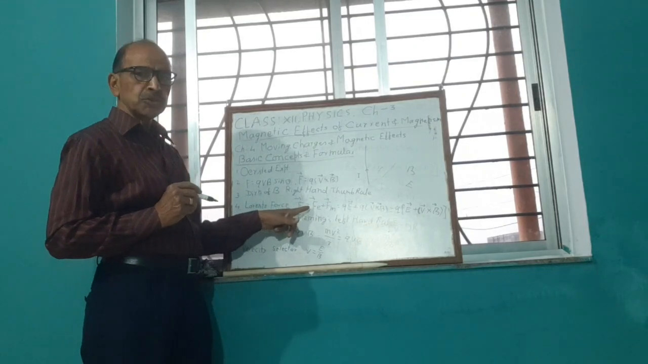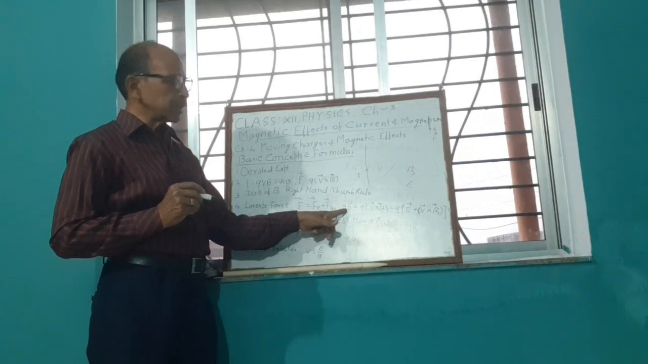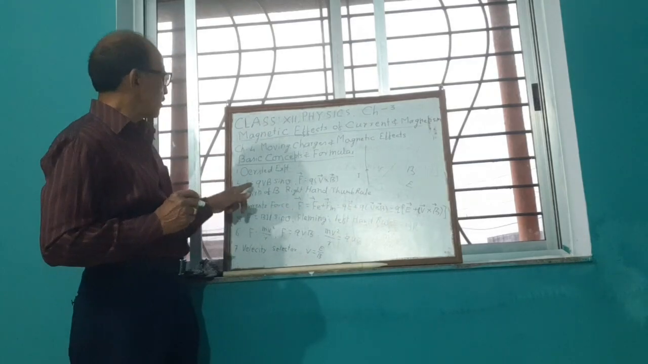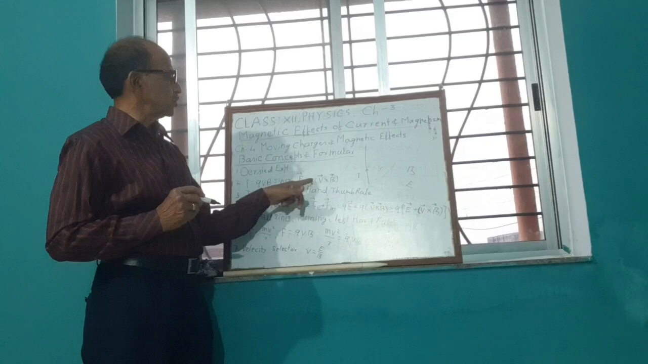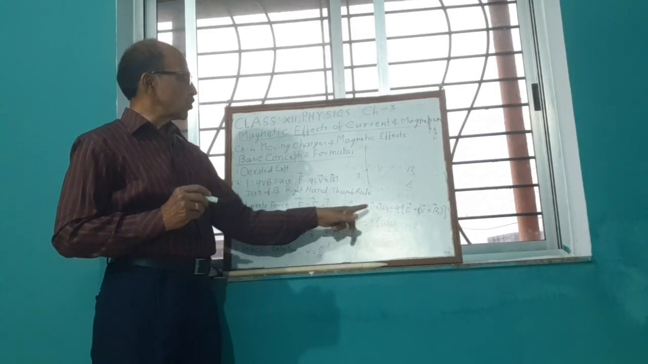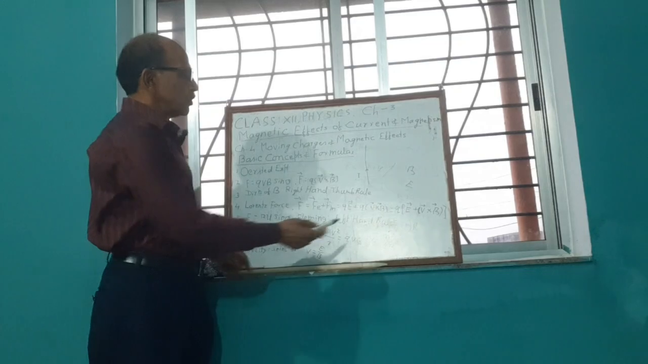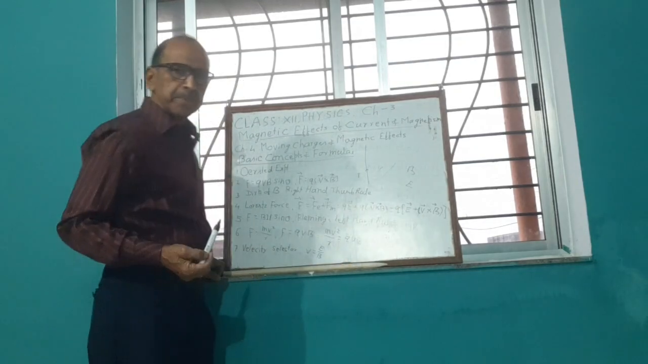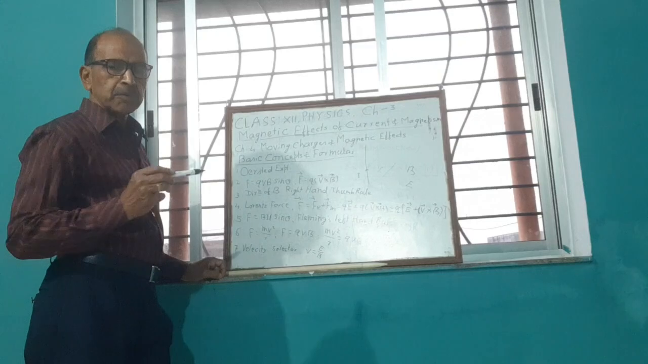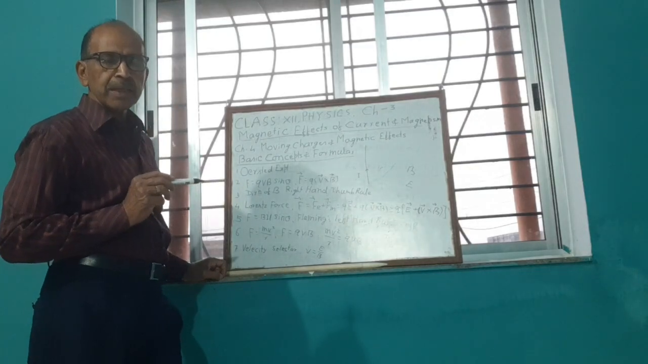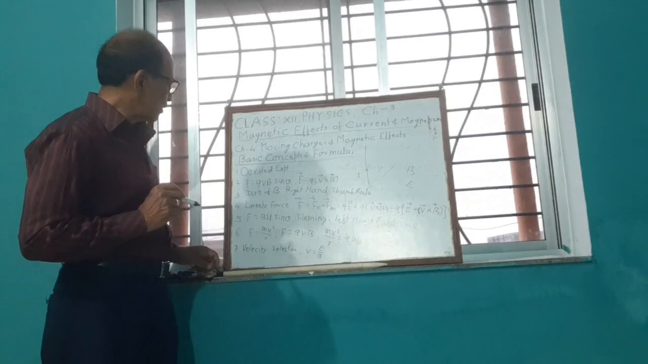The force on the charge due to the electric field is QE, plus the force due to the magnetic field, F is equal to Q V cross B. Q is common, so you get F is equal to Q times the bracket E plus V cross B. This is the Lorentz force, the net force acting on a moving charge due to electric field and magnetic field.